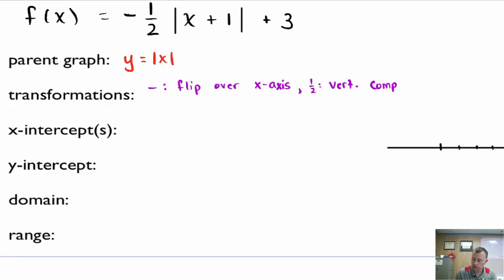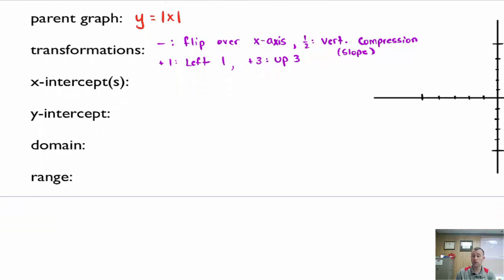And I'm going to add a little note in here. It's basically the slope. Remember I said the absolute value basically comes from the equation y equals x. So these are kind of lines. It's a V shape, but it's kind of like a line. So that 1/2 will represent that slope of those lines that are coming off from the vertex. The +1 means you're going to go left 1, and your +3 means you're going to go up 3. So those are all your transformations, a lot going on there.